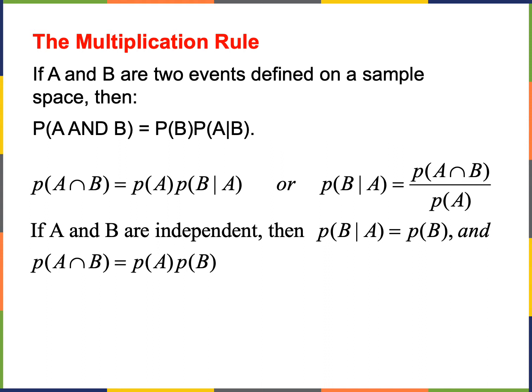If I solve for the conditional, you have this familiar formula from last time. Now, if they're independent, that means the conditional probability is equal to the actual probability of B. Then the intersection will just be the product of these two, because I'm substituting the probability of event B for the conditional probability of B given A.